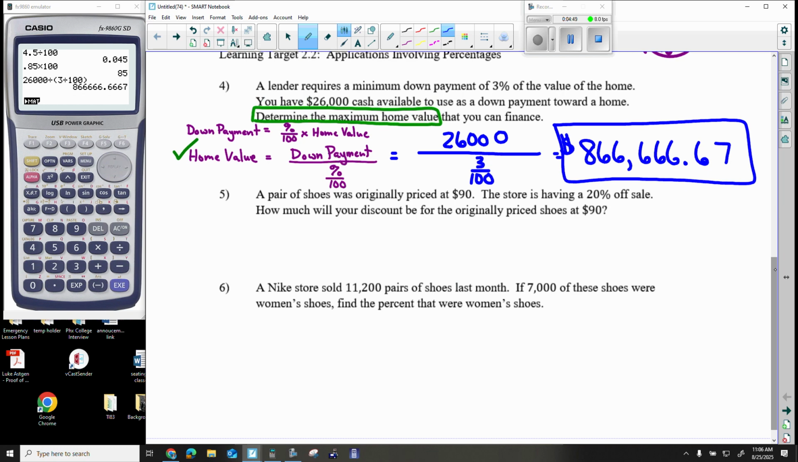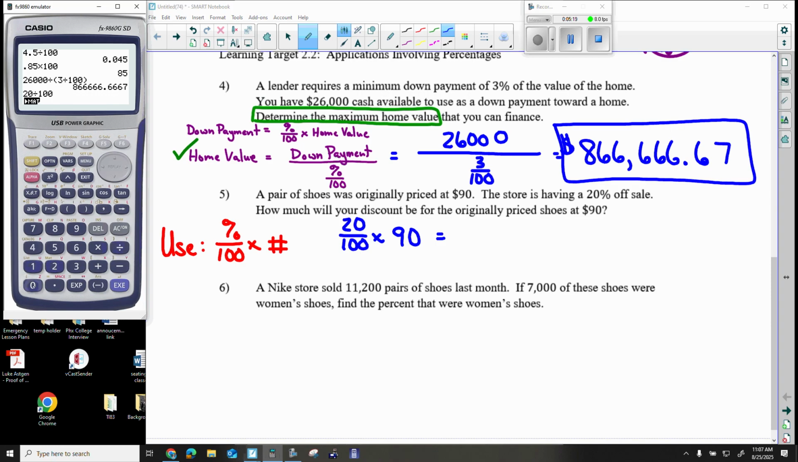Okay. The next one is we are taking a discount. To use a percentage, we take the percentage and multiply it by the number that we need to apply it to. For instance, I am able to take 20% off, so I'm going to use that percentage. That would be 20% of that $90. So 20% of that $90 is $18.